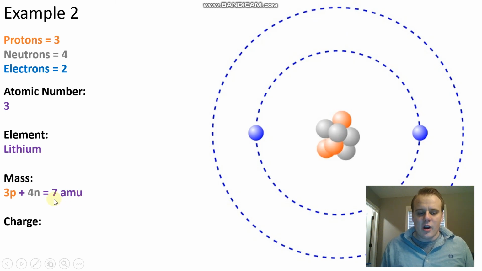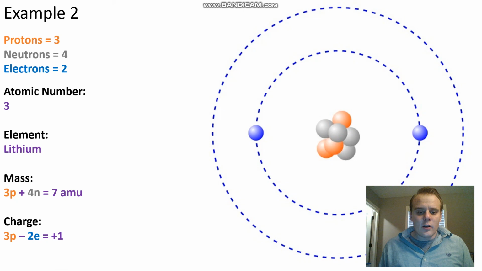And then last up, the charge. The charge is just your number of protons minus your number of electrons. So for charge, that would be 3 protons minus 2 electrons, which would be a charge of plus 1. Remember that when the charge is not 0, so when it's either positive or negative, we call it an ion. So this atom would be an ion. Because it has a positive charge, we would say that it is a positive ion. If it had a negative charge, it would be a negative ion.